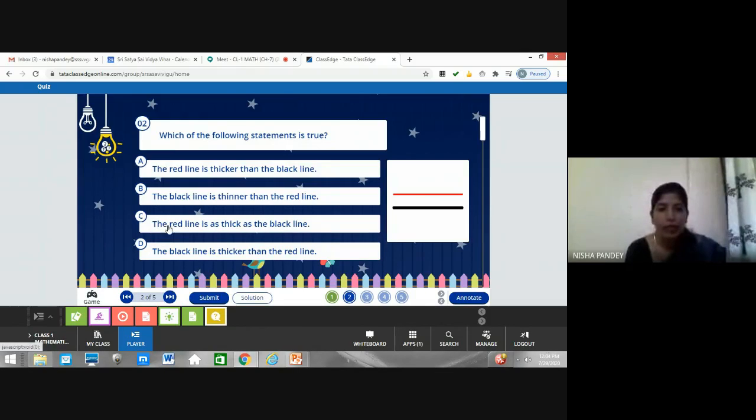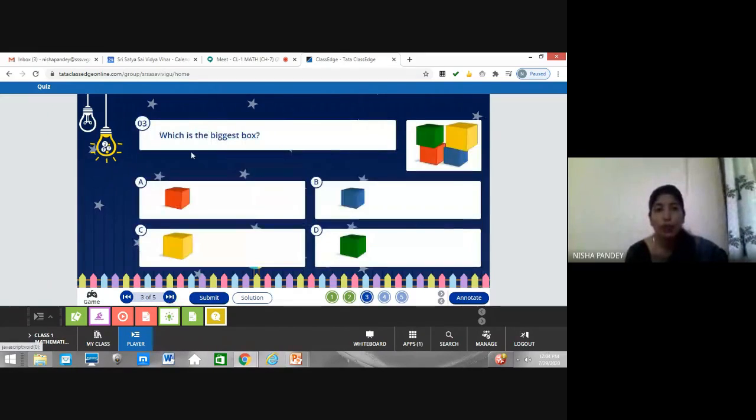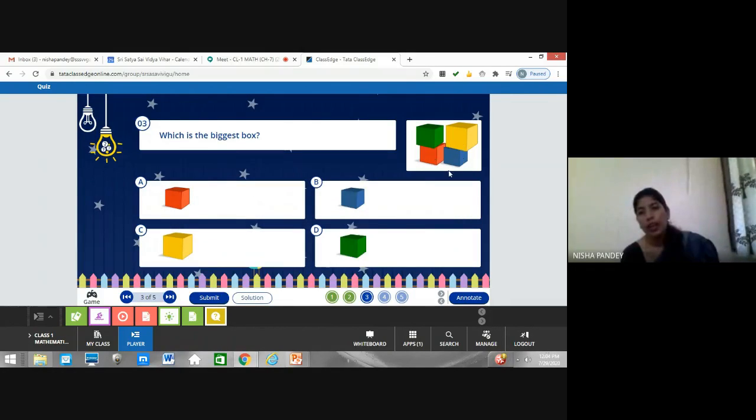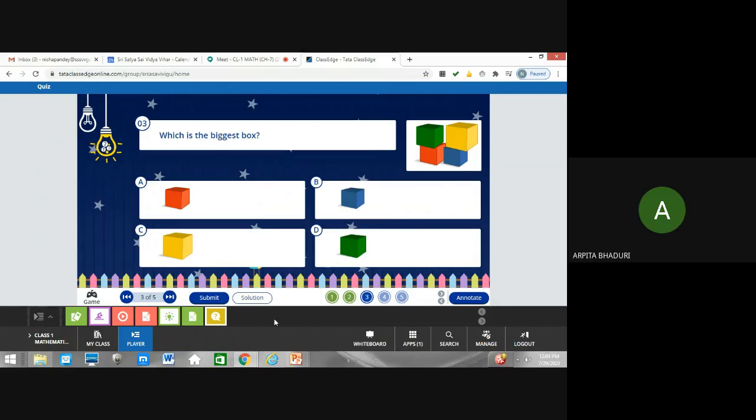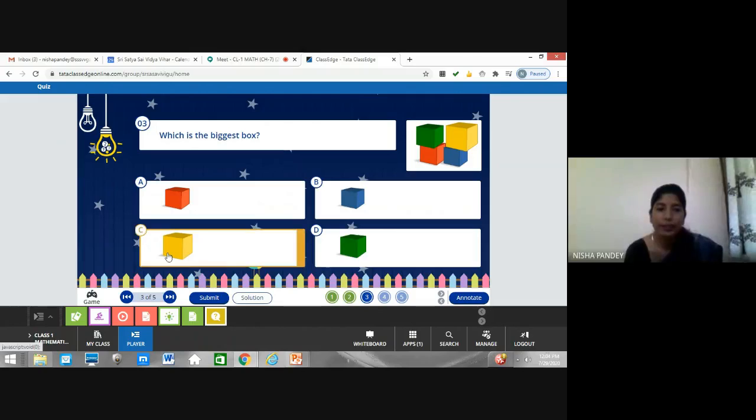Let's see the C one. The red line is as thick as the black line. As thick as means both are of the same thickness. So no, the black line is thicker than the red line. Yes, ma'am. So shall we take this? Yes, ma'am. Submit. Very good. Okay, let's see the third question. Which is the biggest box? You can see the picture here and identify which is the biggest one. Ma'am, the yellow. Okay. Let's submit. Very good.